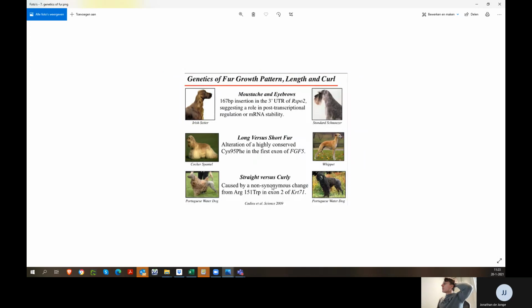Here you see some examples. If you only look at a simple thing as fur, you can see that, for example, there are insertions in specific genes that have made the eyebrows that you can now see in the standard snout, but also other snout families, which are not there in other breeds which have similar length of coat.